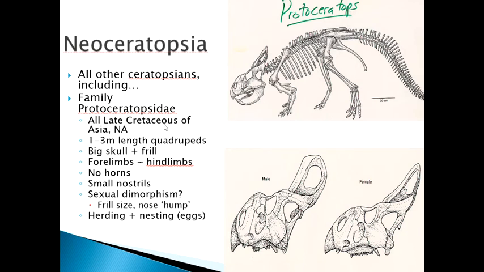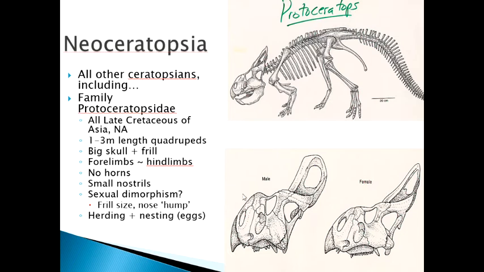And these were sort of medium-sized dinosaurs, 1 to 3 meters in length total, a big skull, and a big frill. So we're starting to see these dinosaurs that have this huge plating at the back of the skull that we think of for ceratopsians. The forelimbs and hind limbs roughly the same length, so it probably always walked on all fours. And for this group, the Protoceratopsians, they don't have horns.